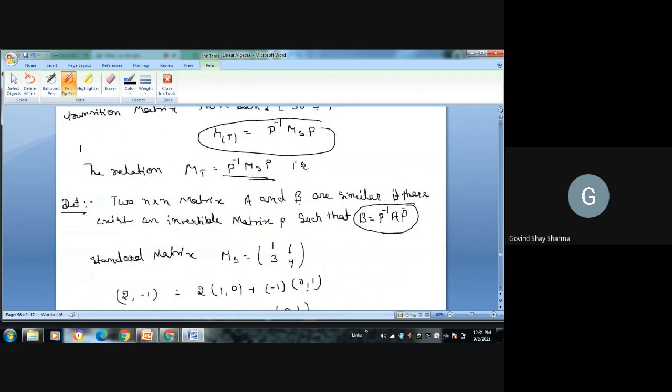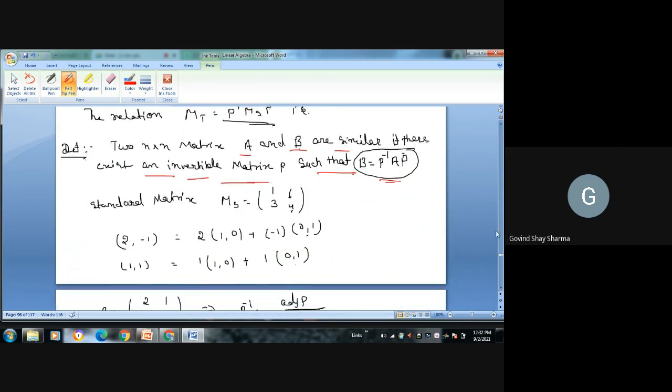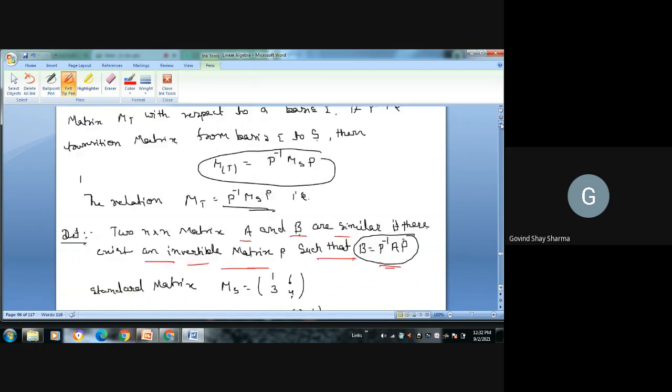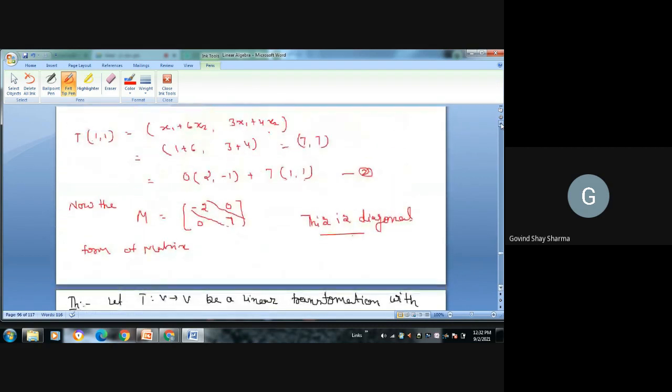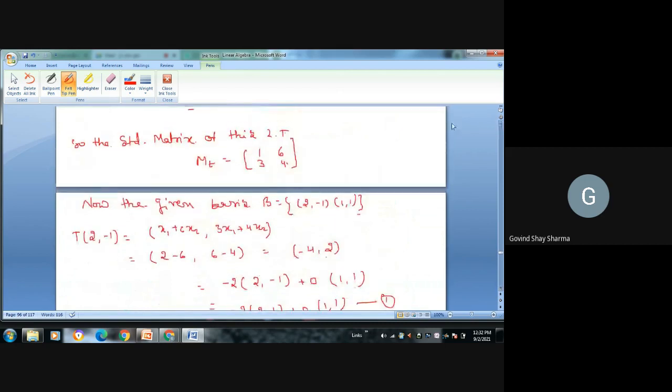So what is the similar matrix? Similar matrix means two matrices A and B are called similar if there exists an invertible matrix P such that B is equal to P inverse. So in this question, we find the standard matrix. In the matrix, we find this standard matrix.